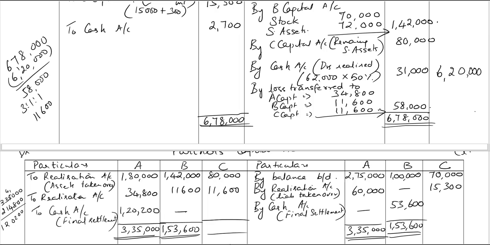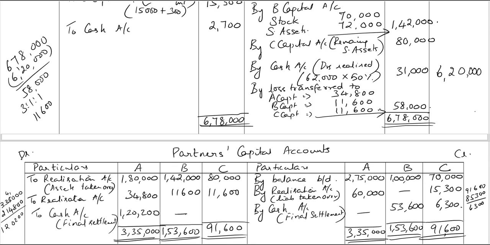And in the case of C also, 91,600 rupees is the greater total. Debit side total is greater. And the credit side totals to 85,300. 91,600 minus 85,300, 6,300 rupees. C will have to bring in cash. So these are the partners' capital accounts.